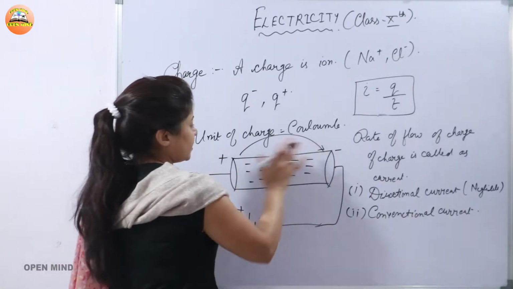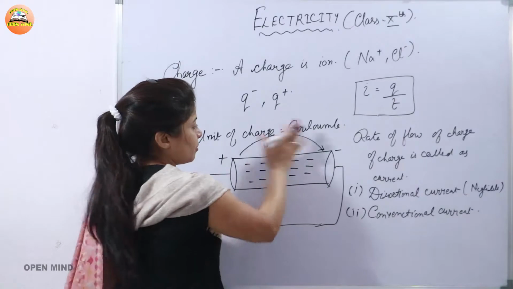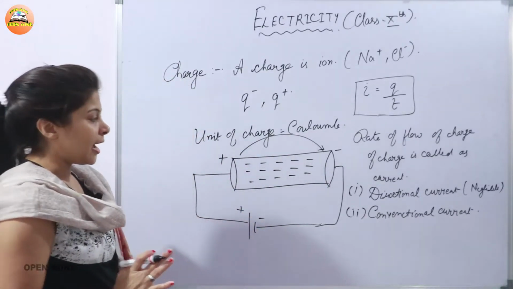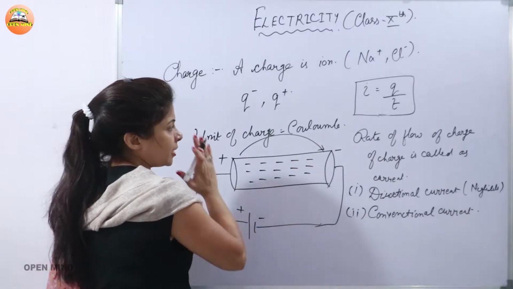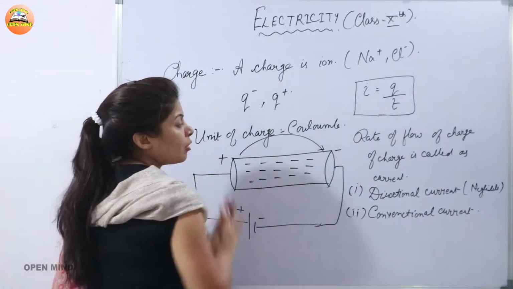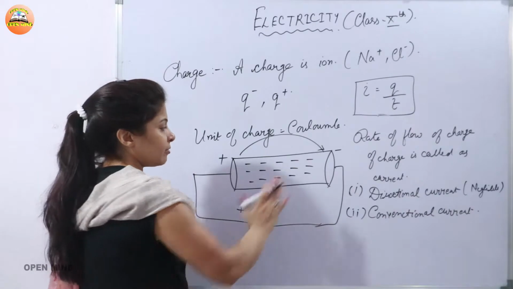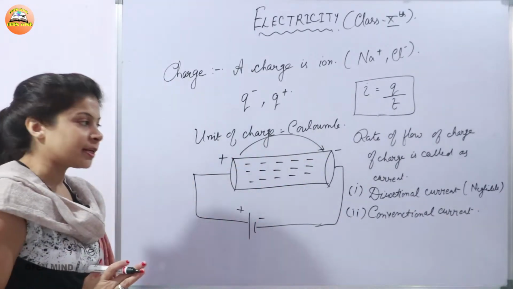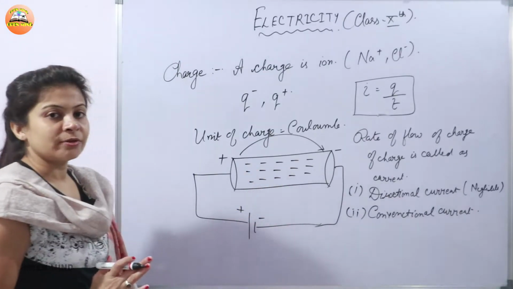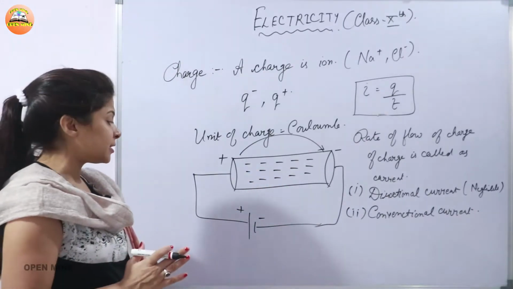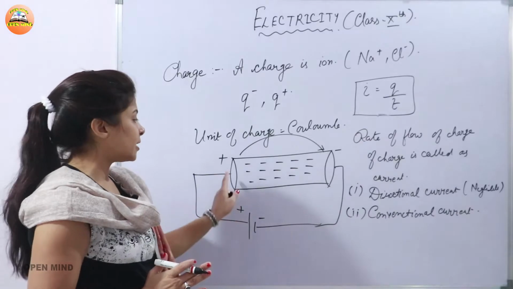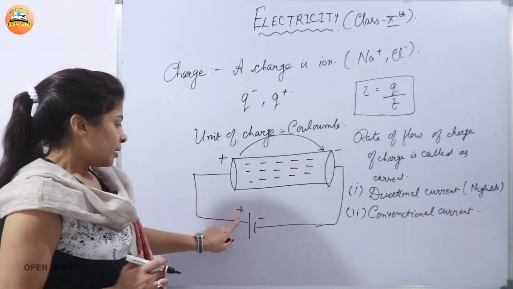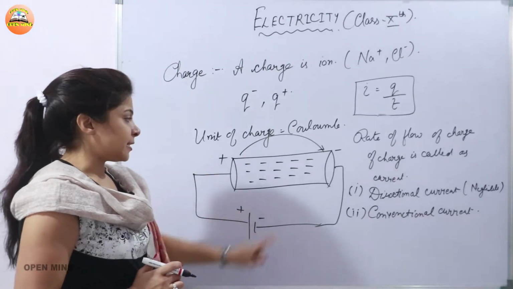The convectional current is that amount of current which flows from the positive end of the conductor to the negative end of the conductor. If the rate of flow of charges increases, there will always be an increase in the convectional current. If the rate of flow of charges decreases, then the convectional current decreases. So how can you increase the rate of flow of charges? It can be increased by increasing the potential difference between the two ends of the conductor. This is attached to the positive end, this is attached to the negative end.